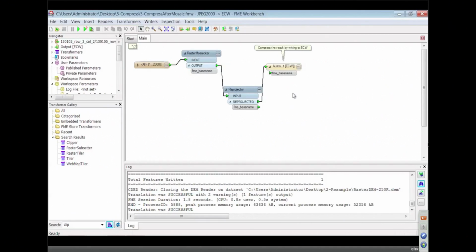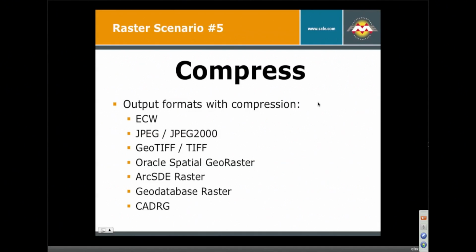Yes. We cannot write MrSID. Our Lizard Tech friends won't let us do that, but we can read it. Yes, we can. So you can go MrSID to ECW if you wanted to. Yes. Not that we're encouraging that, but it can be done. So here's some of the other formats that have compression in them.